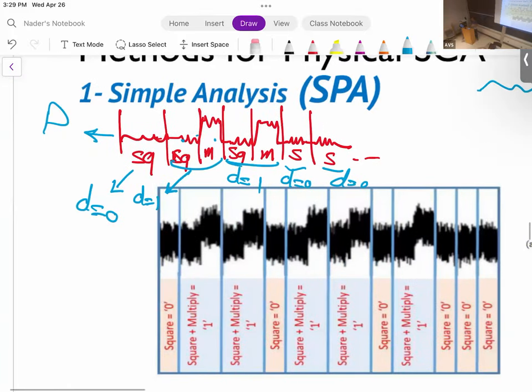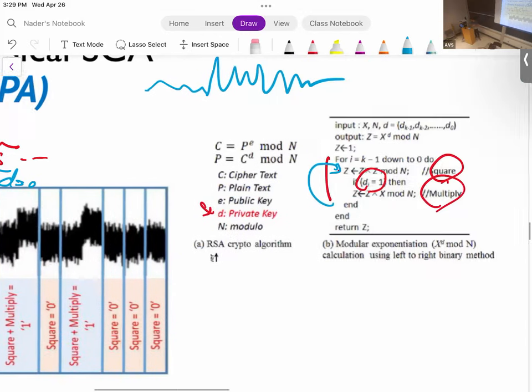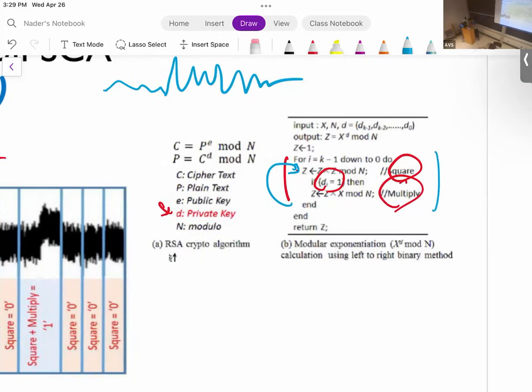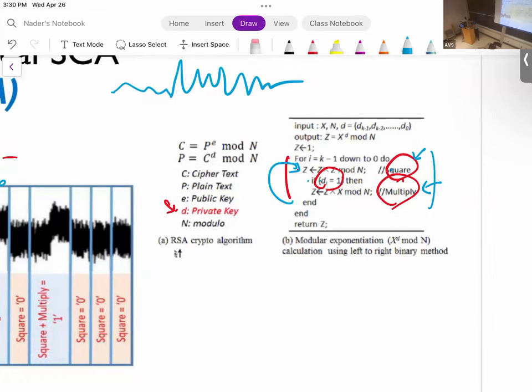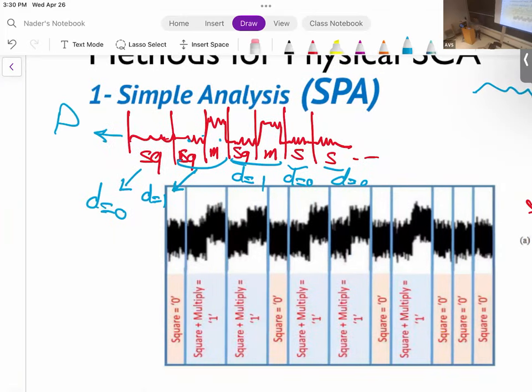And when I'm mapping this into the phases, I can use this information plus the information that I have about the code, that I know, for example, there is a square and there's multiply. If d is equal to 0, there will be only a square. And if d is equal to 1, there's a square and multiply. So I'm going to use all this information to eventually find d. And as you can see, it's very easy to do that. It's not that difficult to actually do it.